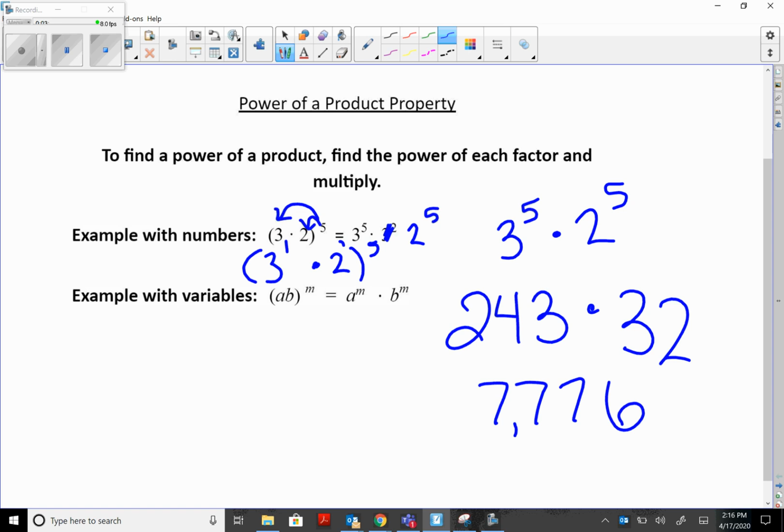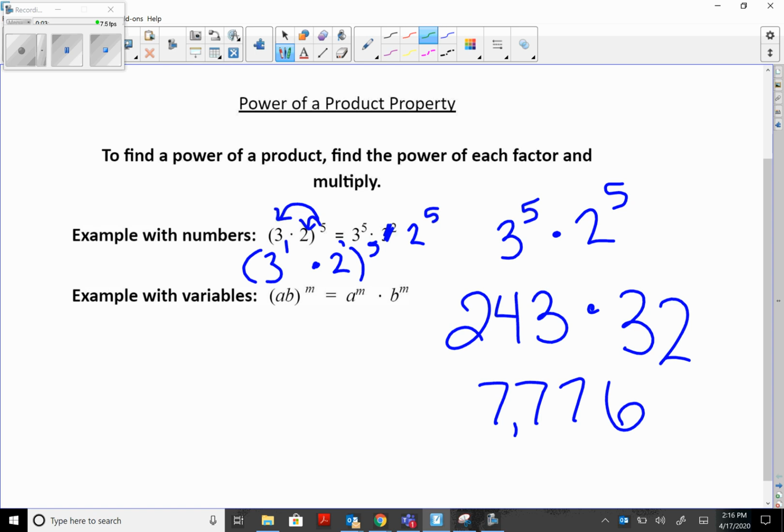Okay. Now with the example that has variables, again, you're going to do the same thing. When you use the power of a product property, you can either think of it as distributing that exponent to everything inside, or you can also think of it as multiplying it by that exponent of 1 that you don't technically see, but it's there.